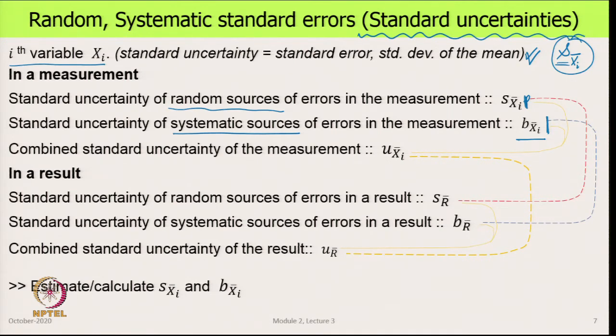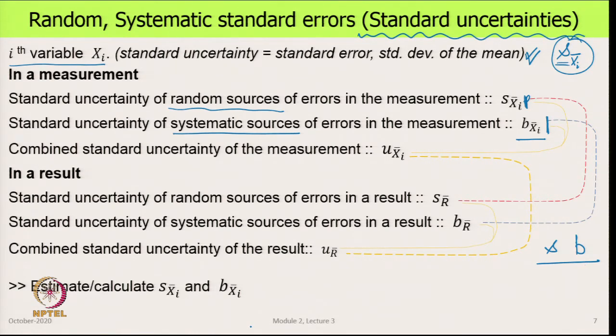We will say S of xi bar, or S in general, has to do with the random sources of errors, the standard error, and B deals with the standard error associated with systematic uncertainties. This is another important thing coming up: what we mean by S and what we mean by B. One is for random, the other is for systematic.